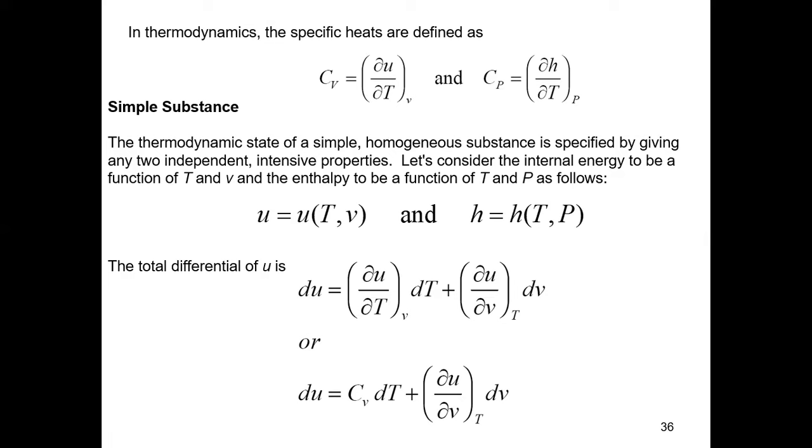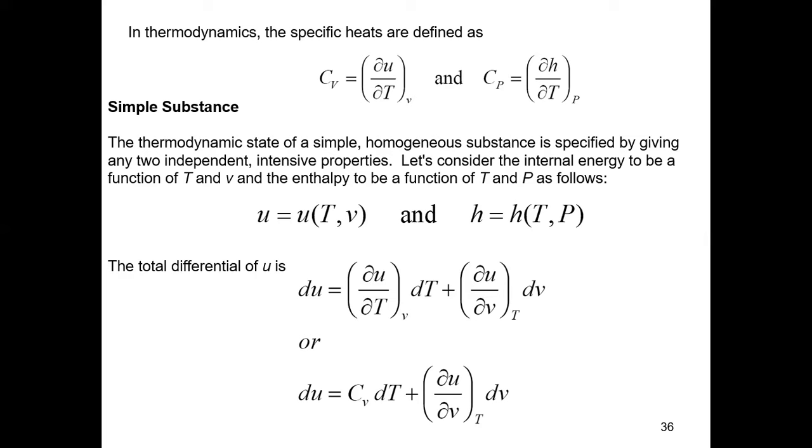For simple substances, the thermodynamic state of a simple homogeneous substance is specified by giving any two independent intensive properties. Let's consider the internal energy to be a function of T and v, where T is absolute temperature and v is specific volume, and H is a function of temperature and pressure. The total differential du is delta U by delta T at constant volume times dT plus delta U by delta v at constant temperature times dv.